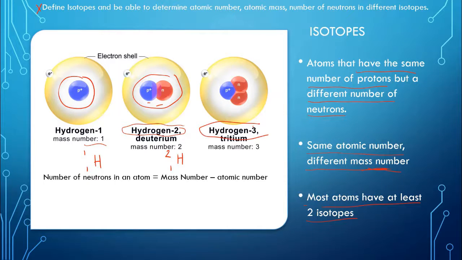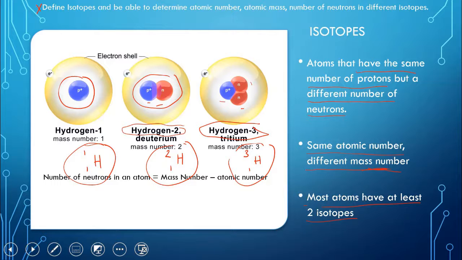Hydrogen 3, or tritium as it's known. Again, it's an isotope of hydrogen. Has the same number of protons, therefore it's hydrogen, but we now have 2 neutrons in the nucleus. So we can write this one out with our notation, H, atomic number 1, and a mass number of 3. So here we have 3 isotopes of hydrogen. And remember, an isotope, as we've just defined, same element, different number of neutrons.